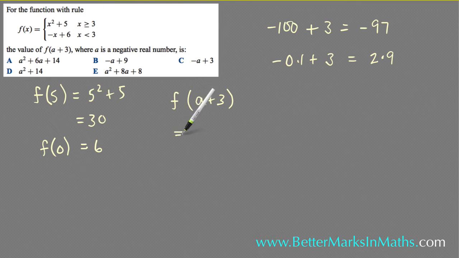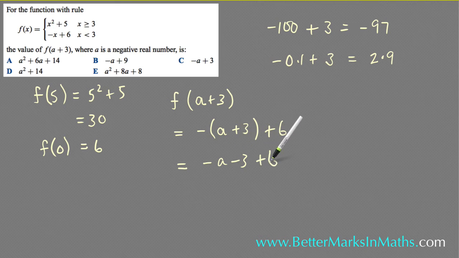So that becomes minus, and just replacing again the x with a plus 3, so that becomes minus a plus 3 and then plus 6, and then just simplify that. So minus a minus 3 plus 6, and then that equals minus a plus 3, and that's answer C here. So that is a slightly harder question, and that's how you do it.